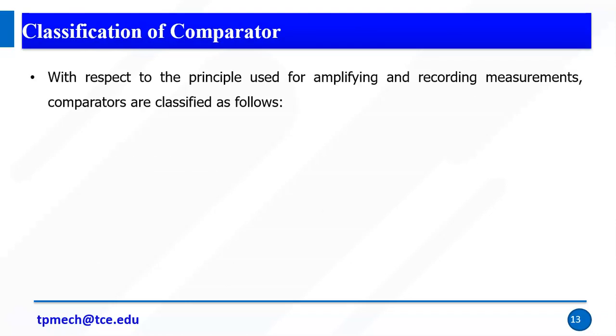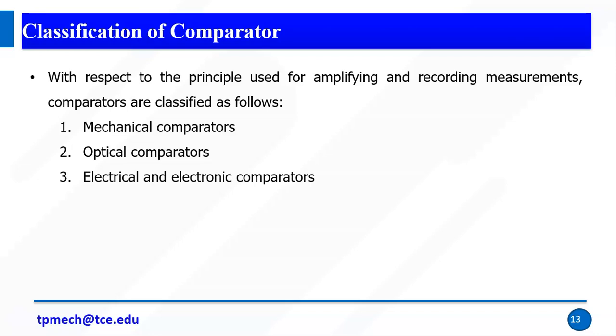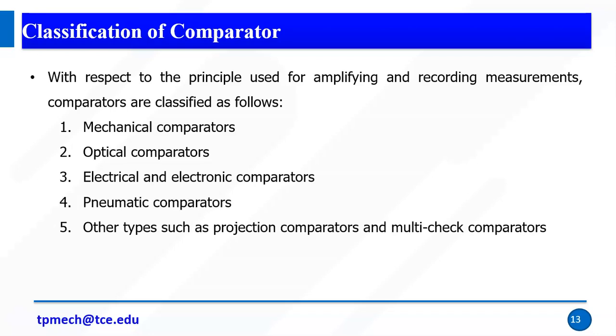Okay, classification of comparators based on the amplification and the way of recording. We have four classifications. One is the mechanical comparator, then optical comparator, electrical and electronic comparator, pneumatic comparator, and other types such as projection comparator or multi-check comparator, etc. So it is based on our amplification and the way we are going to measure, what medium we are going to use. One is the mechanical comparator. A mechanical comparator generally uses springs or gears, rack and pinion. So generally we use these things to compare. The comparator works with the help of spring, gear, all those things.